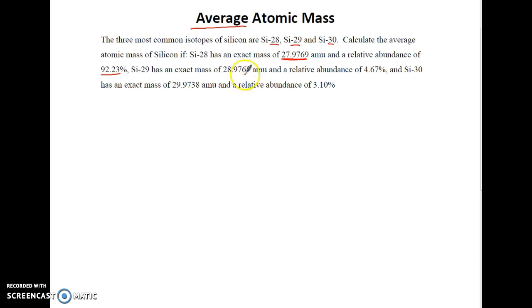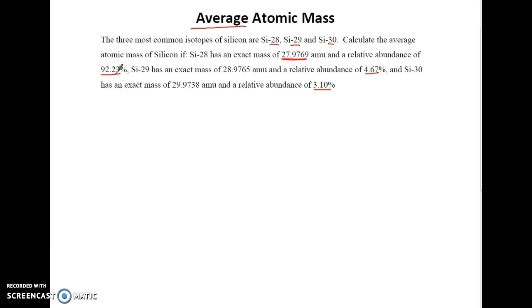Silicon 29, with this mass here, with a relative abundance that's much less. It's a little less than 5%, so 4.67. And then there's silicon 30 that has a relative abundance of only around 3%. So when I look at these percentages, before I even start the problem, over 90% of the silicon that's out there is silicon 28. So when I get my average atomic mass, I should expect the number to be very close to 28, since most of it is that silicon 28.